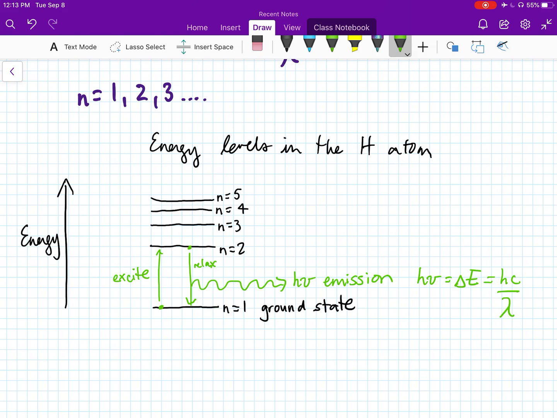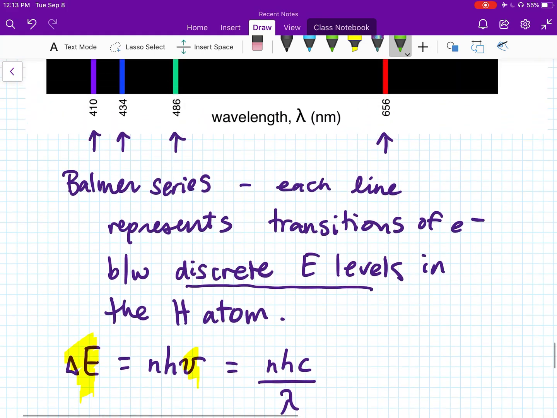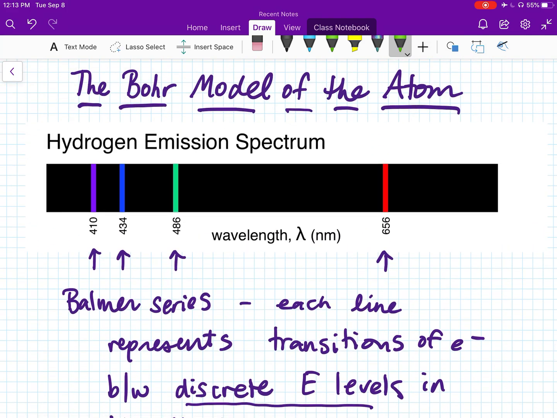So in the Balmer series that we see up here, the blue line comes from the n equals 5 to n equals 2 transition in the hydrogen atom. The green line comes from the n equals 4 to the n equals 2 transition. The red line comes from n equals 3 to n equals 2. There's no way of knowing that unless I tell you.